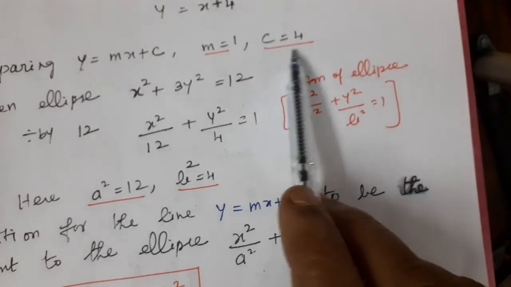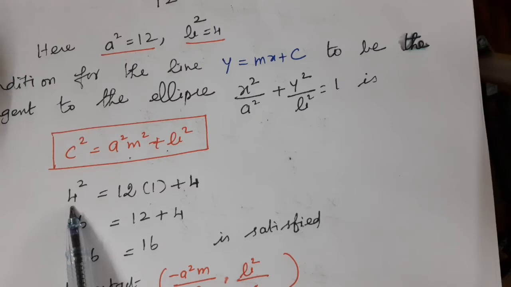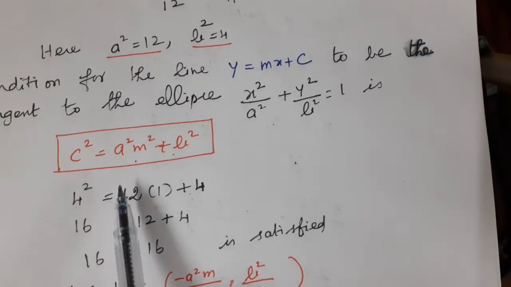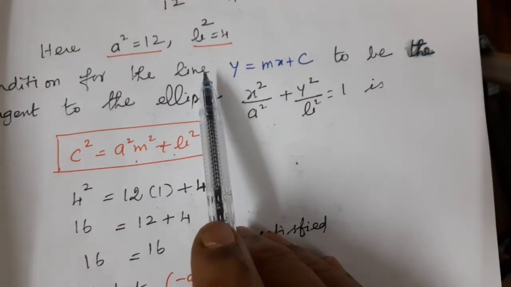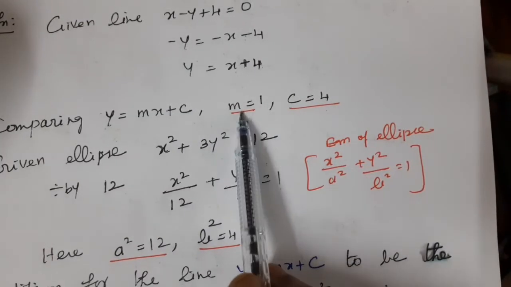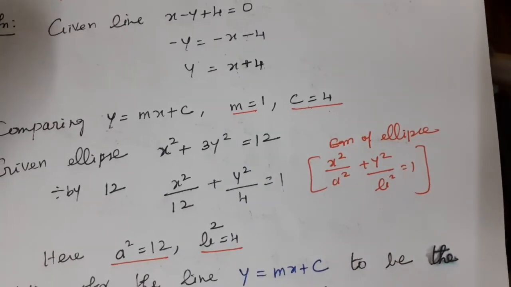Here, what is c? c equals 4. So instead of c, substitute 4. 4 squared equals what is our a squared? a squared is nothing but 12. 12 into what is our m? m we already found, from y equals mx plus c, m equals 1 and c equals 4. Using these two results and the a squared, b squared results, we substitute the values.